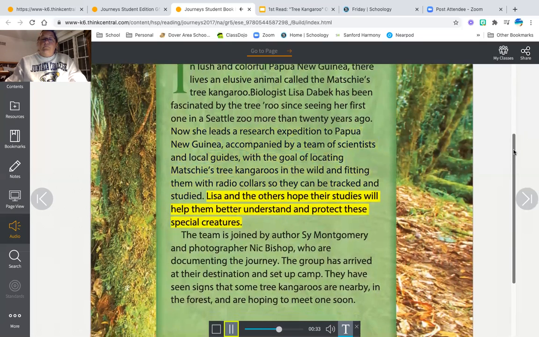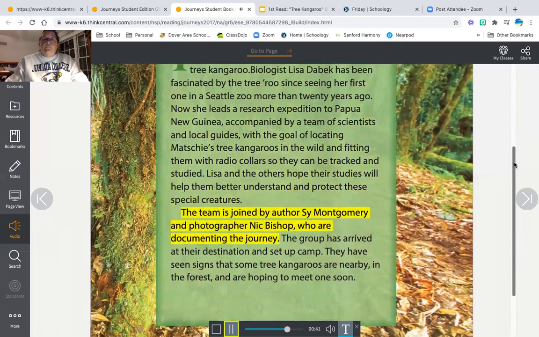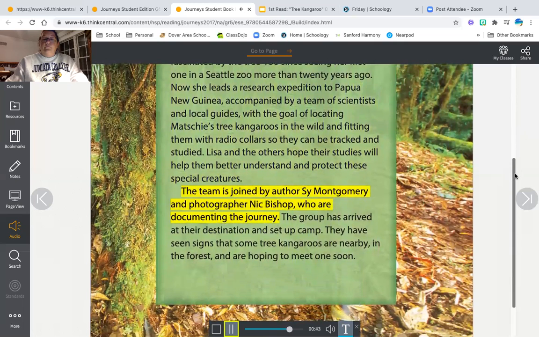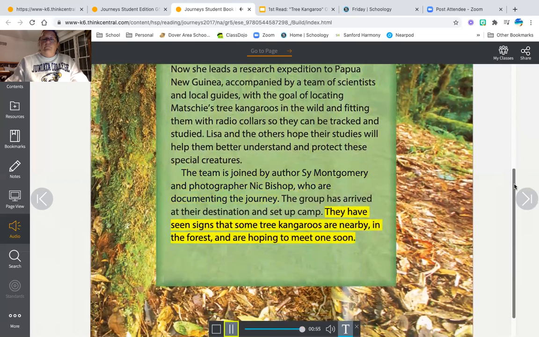Lisa and the others hope their studies will help them better understand and protect these special creatures. The team is joined by author Cy Montgomery and photographer Nick Bishop, who are documenting the journey. The group has arrived at their destination and set up camp. They have seen signs that some tree kangaroos are nearby in the forest and hoping to meet one soon.